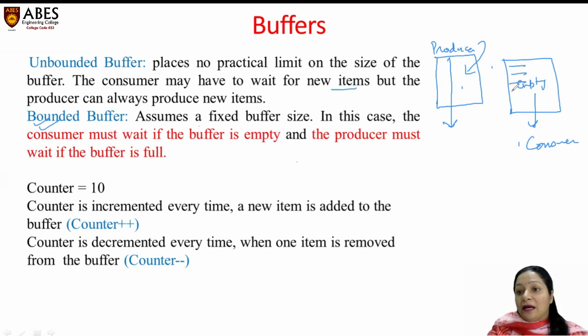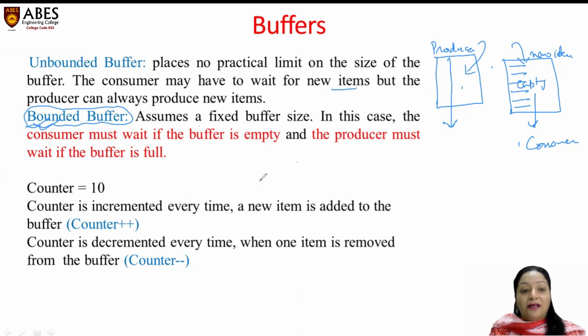So if the buffer is already full, the producer is unable to fill this buffer with some new item because the buffer size is limited. So in order to understand this problem, basically we consider the bounded buffer. Right. So we will understand this problem with the help of an example.